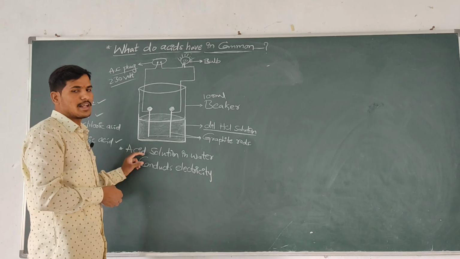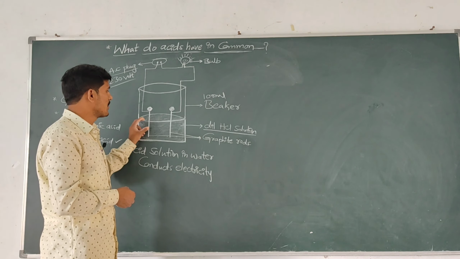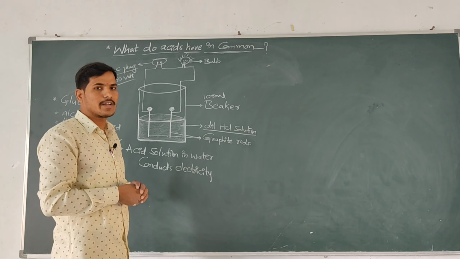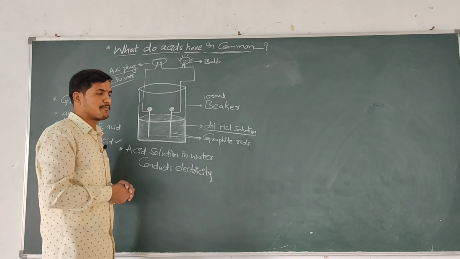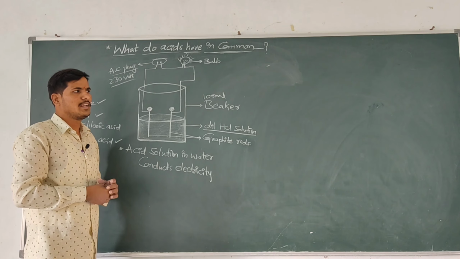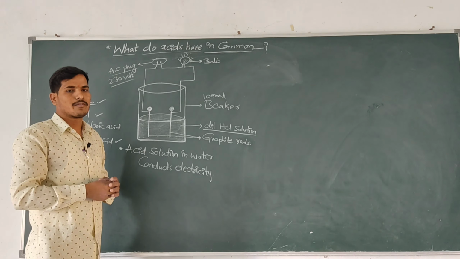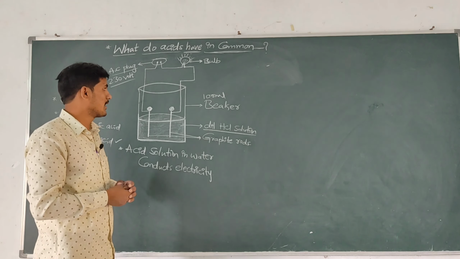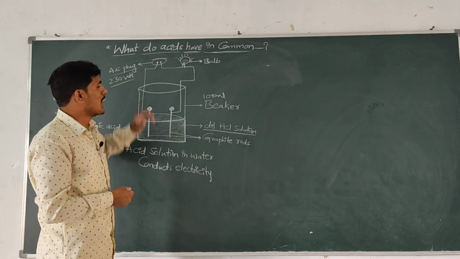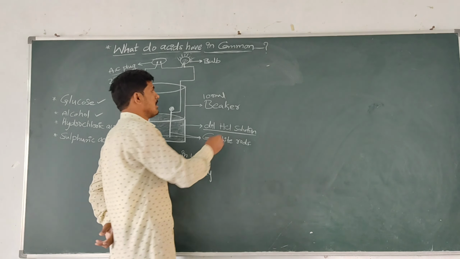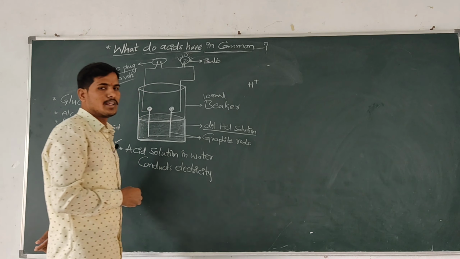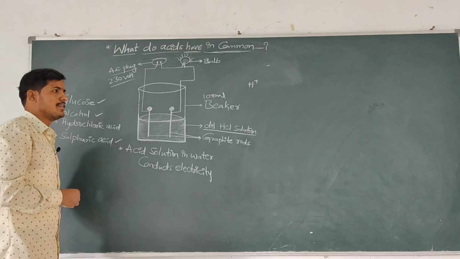When a substance conducts electricity, the solution which we are pouring must contain free electrons. When it contains free electrons, only then will it conduct electricity. When it does not have free electrons, it does not conduct electricity. Based on that, what we say is that acids commonly have H+ ions. Only then will the electricity be conducted.